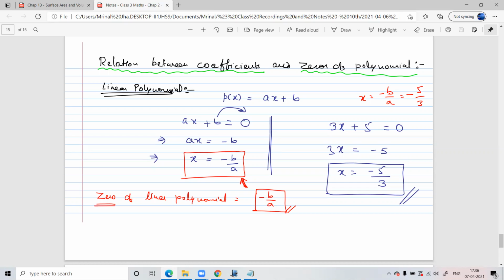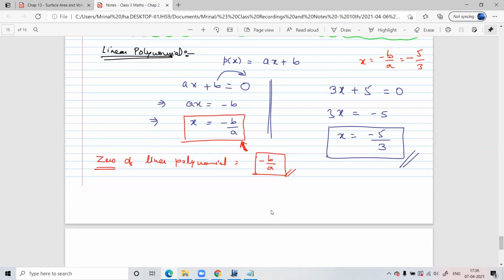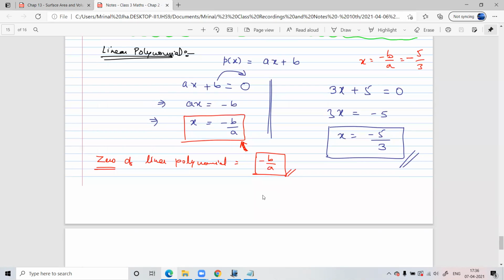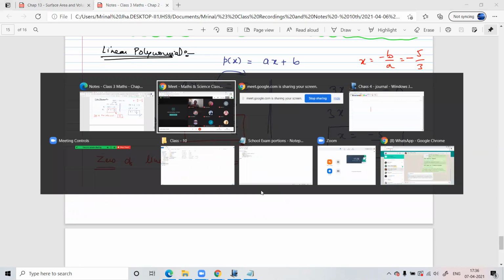Yeah. So what I was saying is, up to yesterday's class, we had talked about the relation between coefficients and zeros of polynomials. We had discussed linear polynomials, and the zero of a linear polynomial is a very simple formula, minus b by a. I had said that today we will start with quadratic and cubic. But before we go ahead, we have done a lot of theory, so let's do some question solving today. I'll give you some questions. You will quickly solve them.